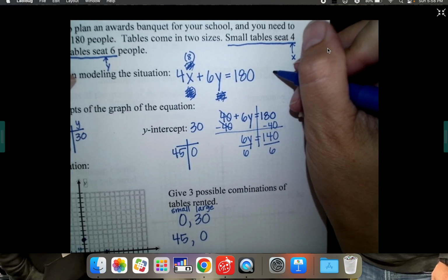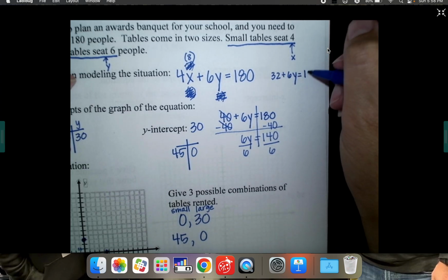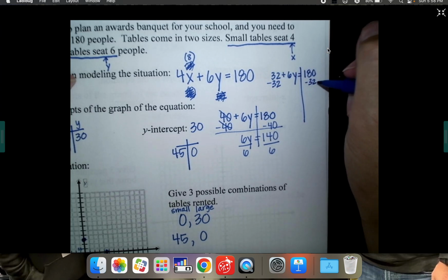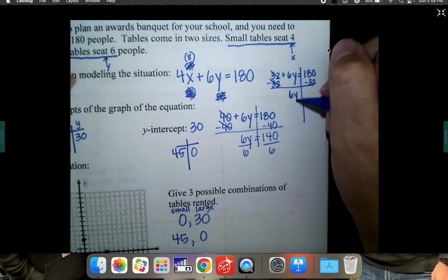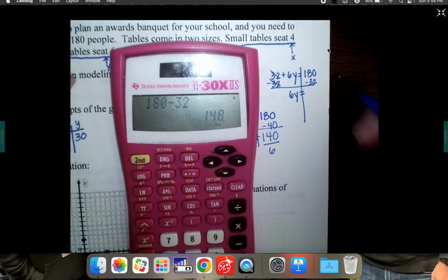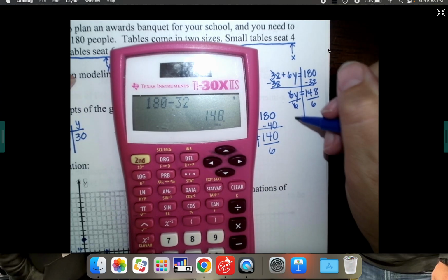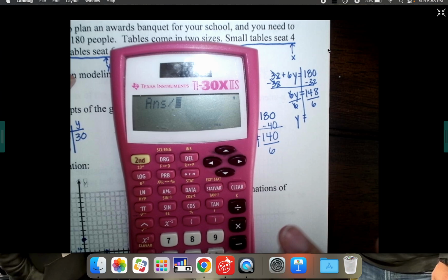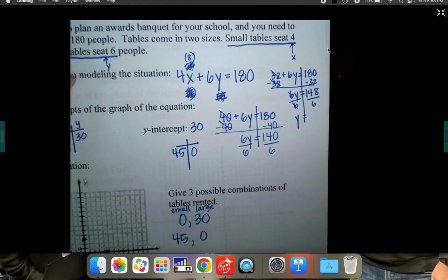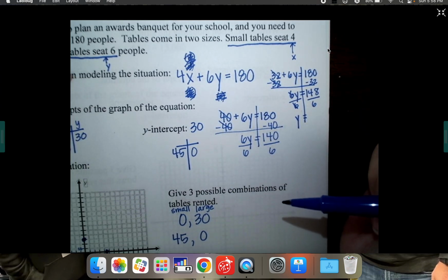Do I have room over here? 32 plus 6y equals 180. If I subtract 32 on both sides, it leaves us with 180 minus 32, which is 148. And I'm crossing my fingers that when I divide by 6, it comes out evenly, but it might not. Some of these are really guess and check, and you just have to try like that. So that is not going to be one of the numbers either. So we have our 2.